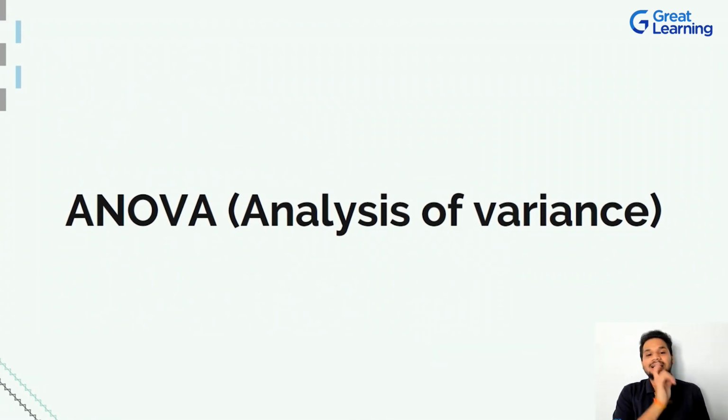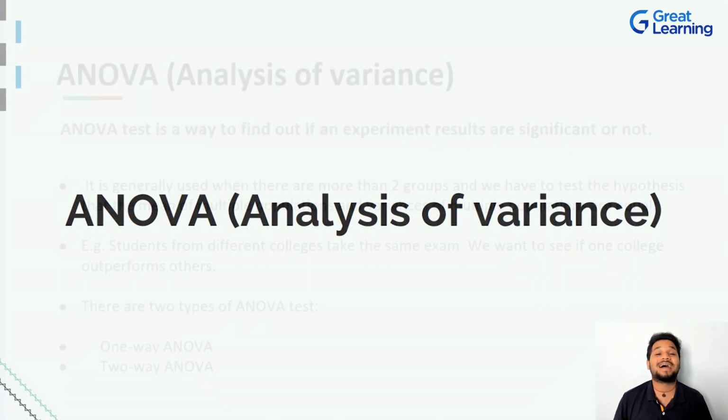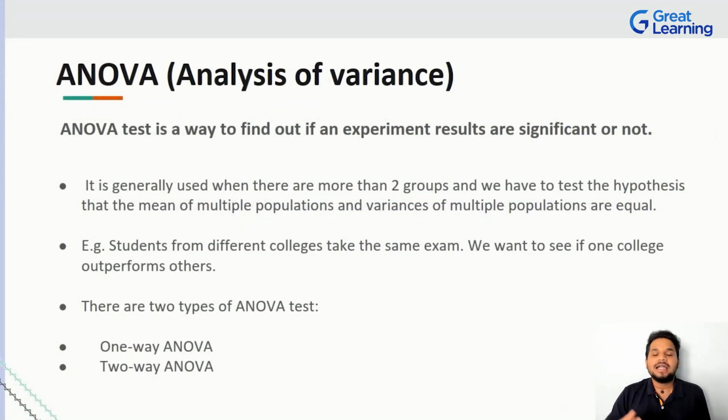Fantastic. The next thing we have is ANOVA. ANOVA stands for analysis of variance. Whenever you're working with inferential statistics, how do you figure out if your experiment results are significant and accurate, or not significant? That's where ANOVA comes in. We use it wherever there are more than two groups and we have to test a hypothesis.